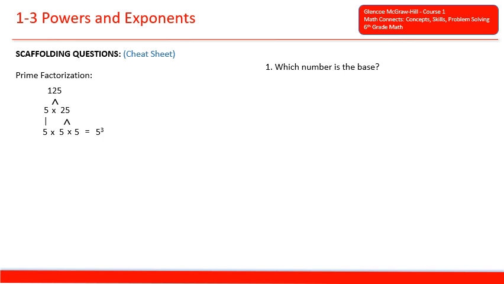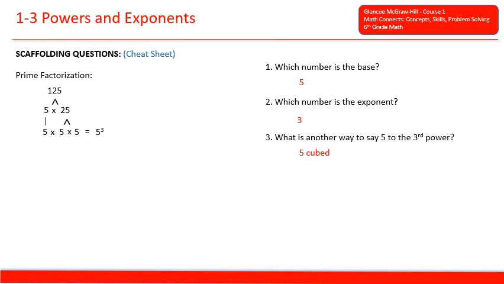Which number is the base? 5 or 3? It's 5. Which number is the exponent? Well, we've already used 5, so it has to be 3, right? 3 is the exponent. What is another way to say 5 to the third power? 5 cubed.